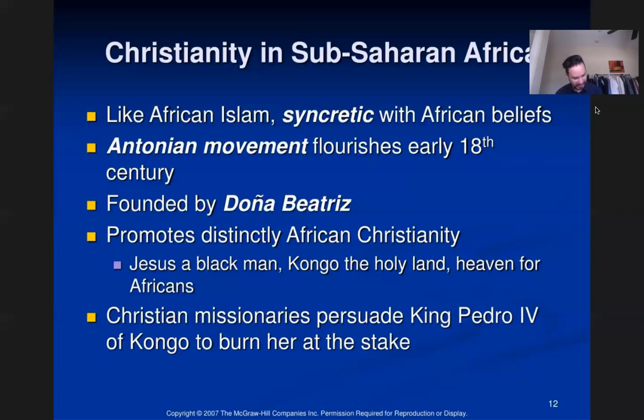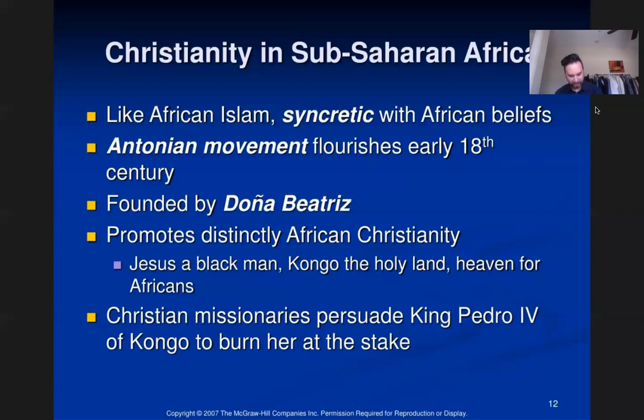Saint Anthony was a 13th century Franciscan missionary and popular preacher born in Lisbon. He died near Padua in Italy, where his followers built a large church in his honor. He was extremely popular among the Portuguese Christians who introduced his cult to Congo. Donna Beatrice gained a reputation for working miracles and curing diseases, and she used her prominence to promote an African form of Christianity.